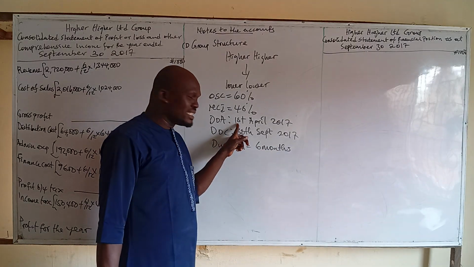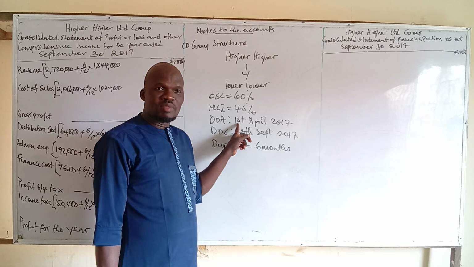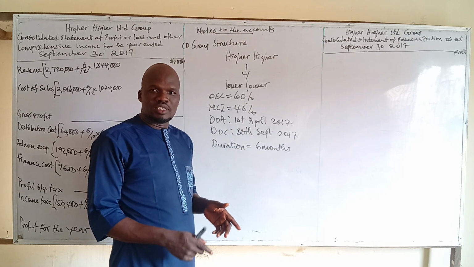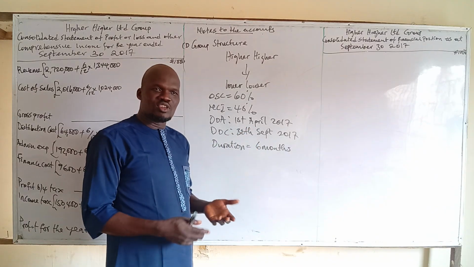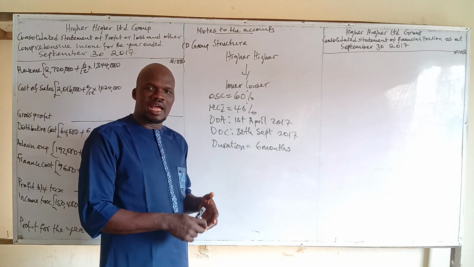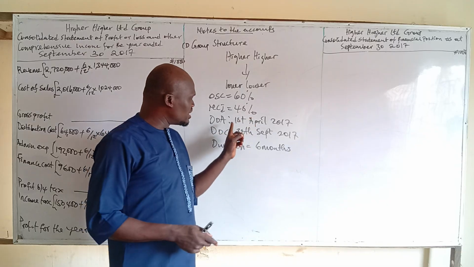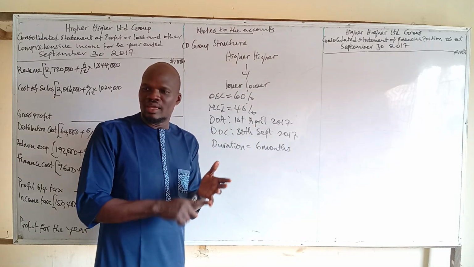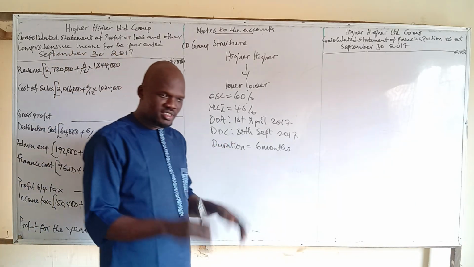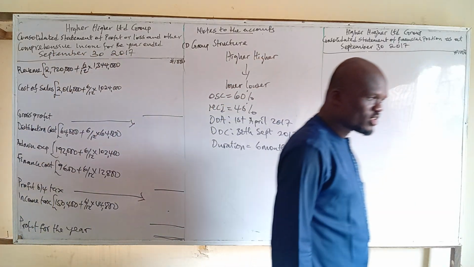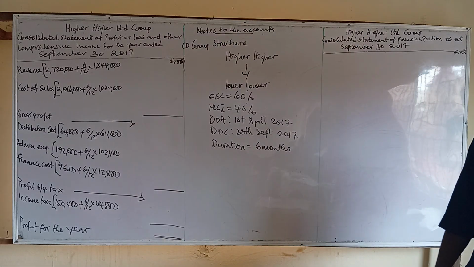Now suppose this is 30th April, so it's going to be 5 months, because you are not going to consider April. It's going to be May, June, July, August, September. But if it is the 1st of April, you have to consider April, May, June, July, August, September, 6 months. Any question?